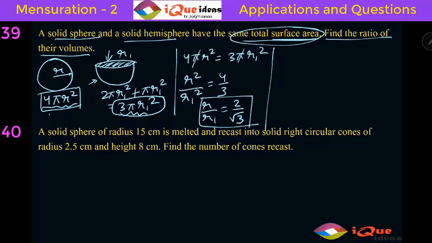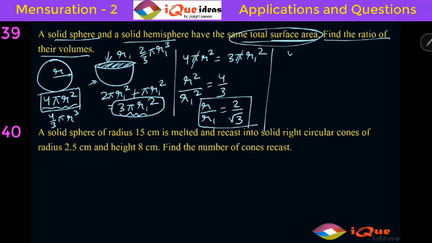The volume of a sphere is 4/3 πr³, whereas the volume of a hemisphere will be half of this formula, that is 2/3 π and its own radius, which in this case is r1. So it is r1 cube. So in our question, the ratio of volumes will be 4/3 πr³ is to the volume of the hemisphere, that will be 2/3 πr1³.